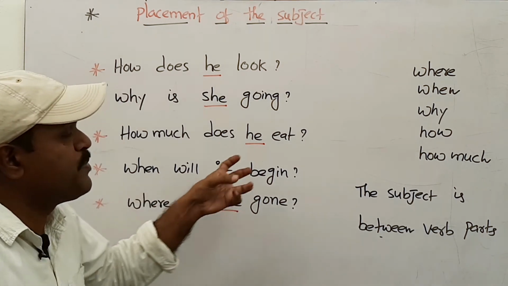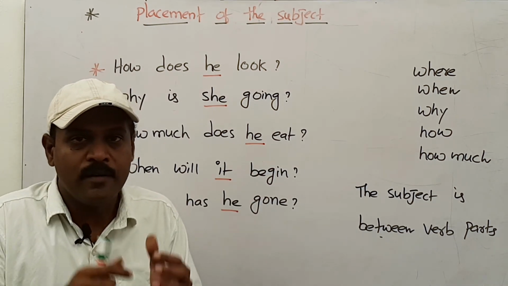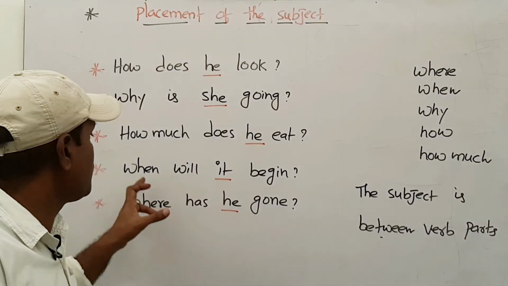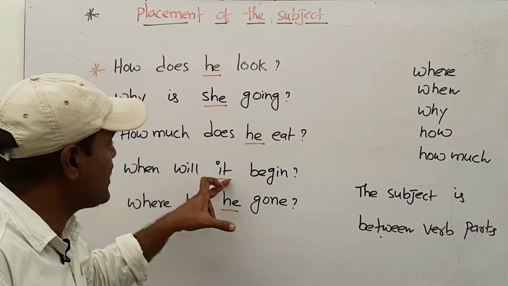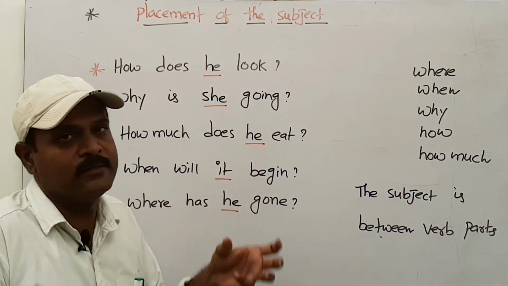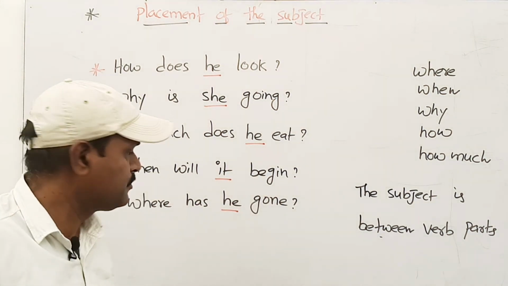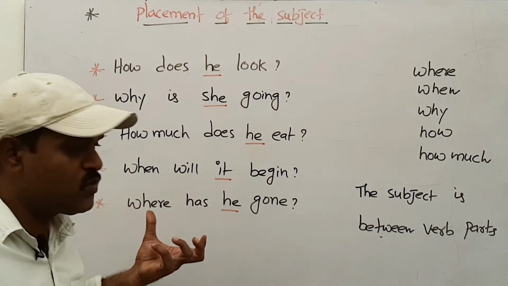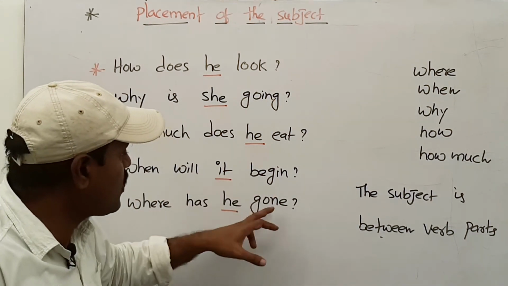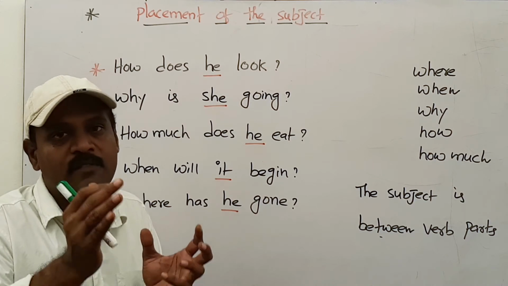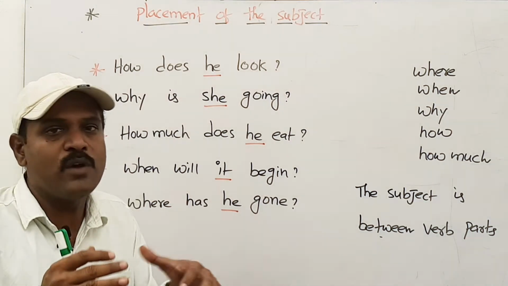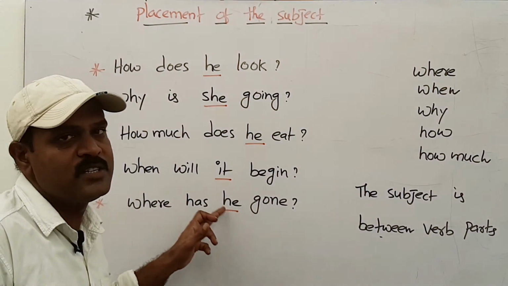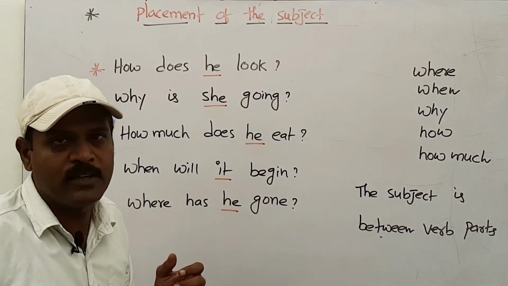When will it begin? Begin is the main verb, along with the will, it is in future tense. That's why the question word is when, and we write the subject between will and begin. It is the subject here. Where has he gone? Where is the question word. Has he gone? So has gone is the main verb. The verb part is separated into has and gone. Between them, we write the subject, he. Okay.